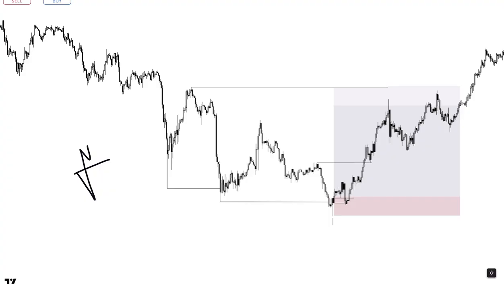And usually when the breaker is a valid breaker, the reaction is instant, and it is one of the few legitimate ways to get an almost zero drawdown trade. Breakers are one of the best ways to get a zero drawdown entry.